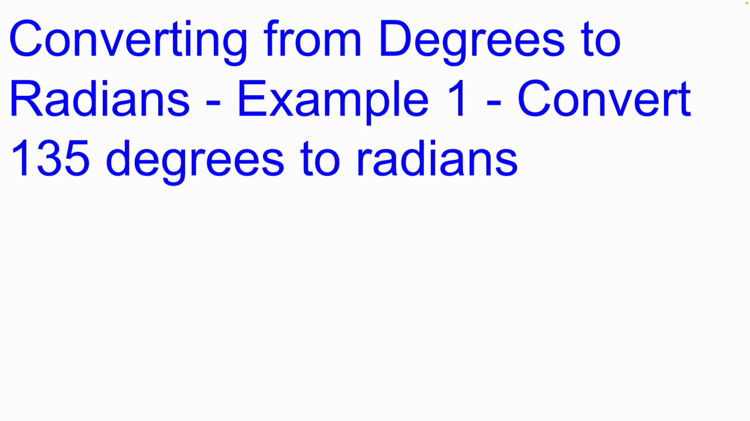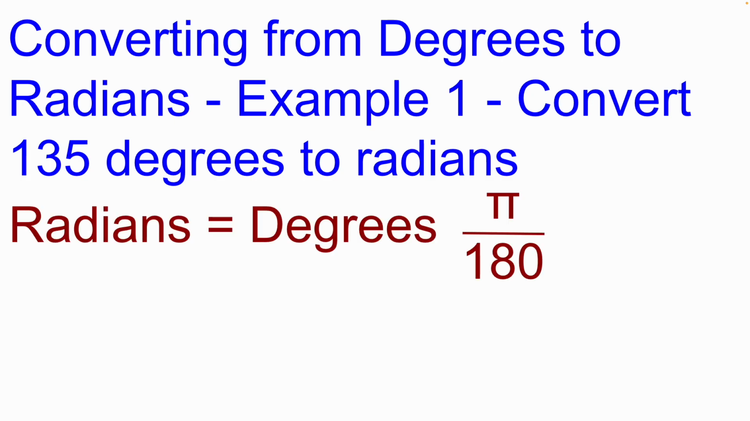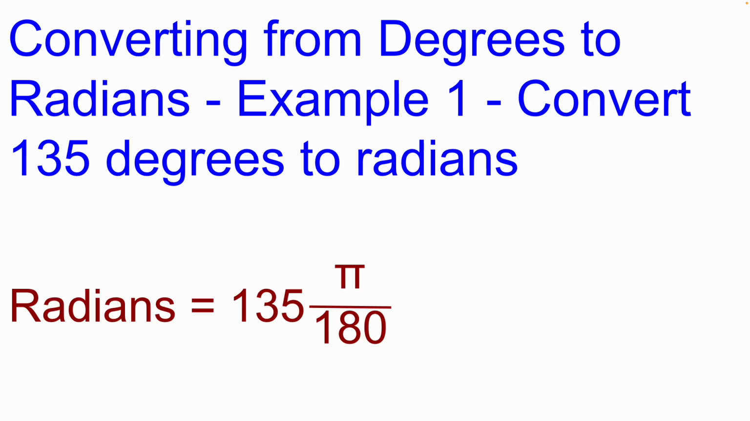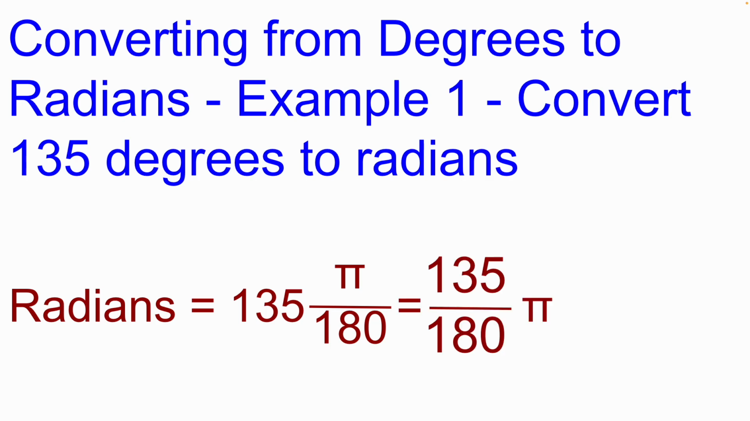We are going to convert 135 degrees to radians. So I'm going to use that formula, radians equals degrees times pi over 180, and I'll plug in 135 for the number of degrees. So I'll say radians equals 135 times pi over 180. Okay, then I'm just going to rewrite this. I'll write it as 135 over 180 times pi.